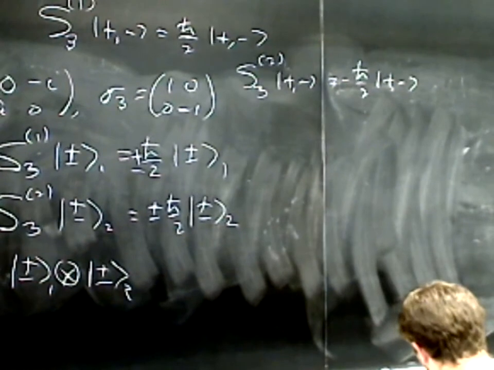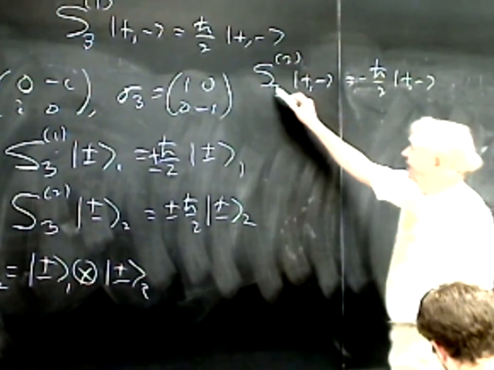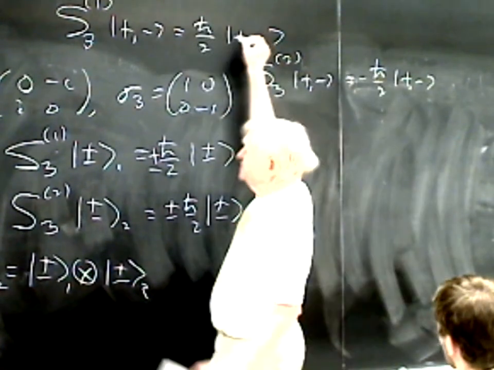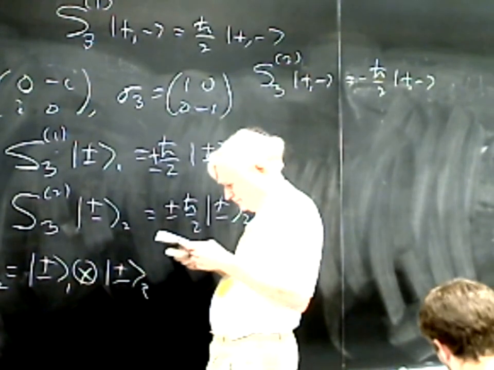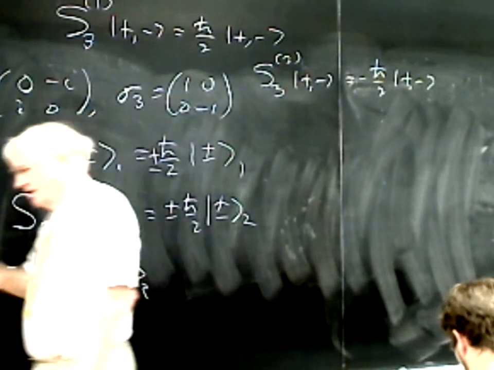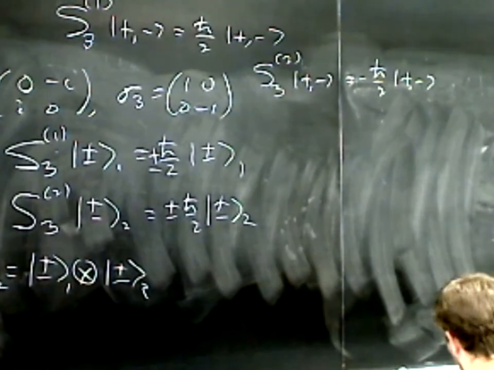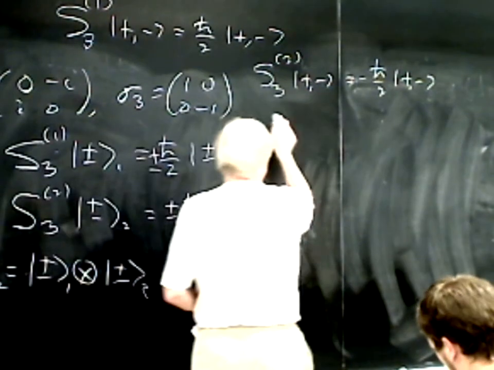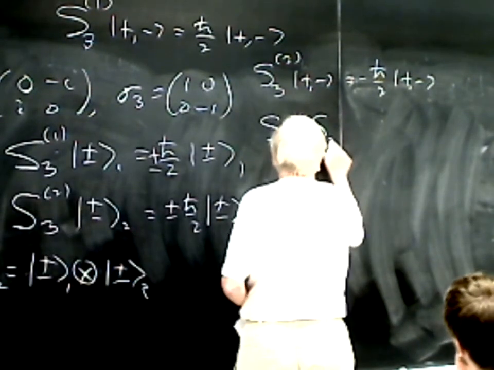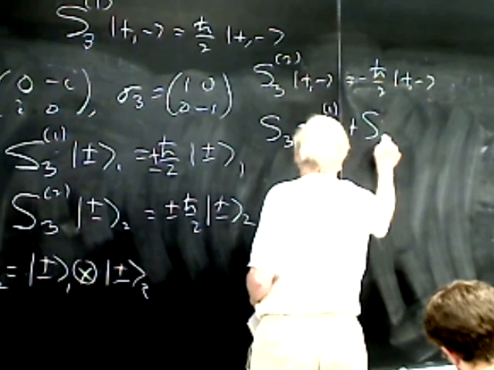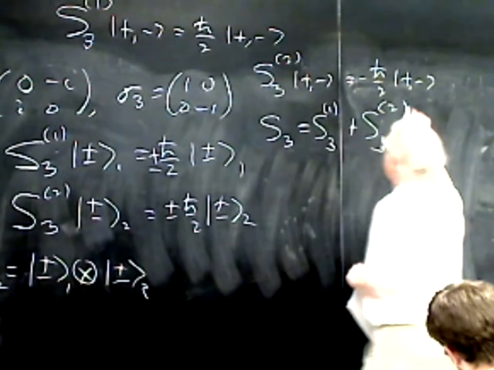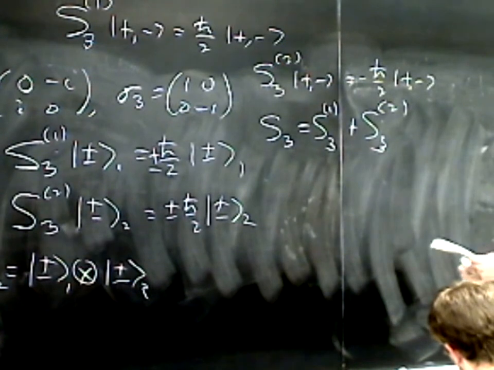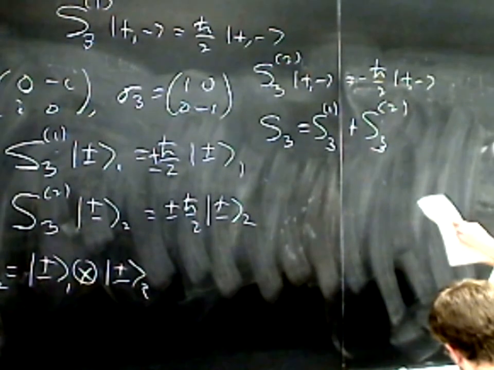All right, this S2 acts on only this one, and S1 acts only on the first one. Now, what is the Z component of the total, the third, what is S3 for the total system? Well, it's S3^(1) plus S3^(2). And these states are eigenstates of S3.